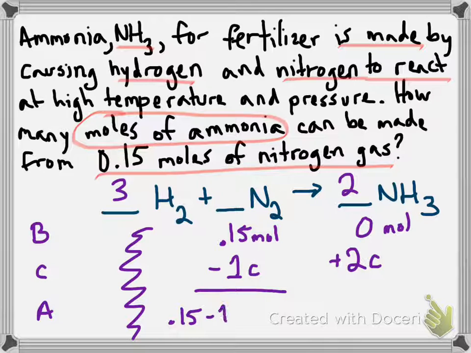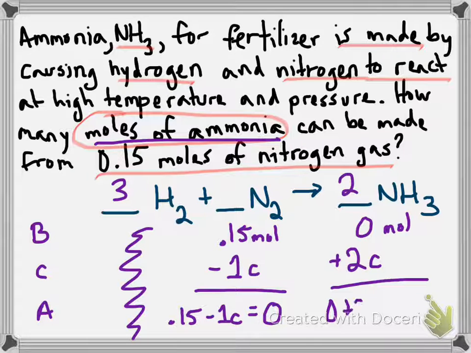So now I have 0.15 minus 1C, which is going to equal 0. I'm using up all my nitrogen in order to form some amount of ammonia, and this is what I want to figure out. How many moles of ammonia will be produced? So 0 plus 2C is going to equal my X, what I'm looking for.